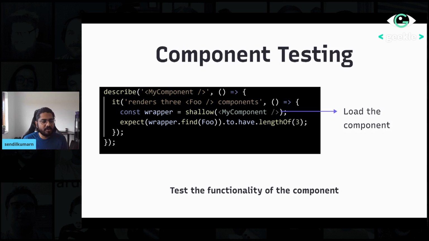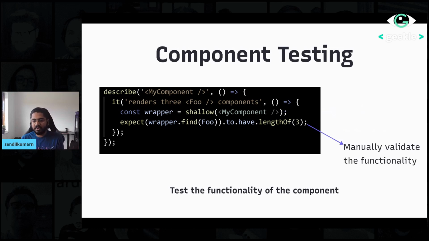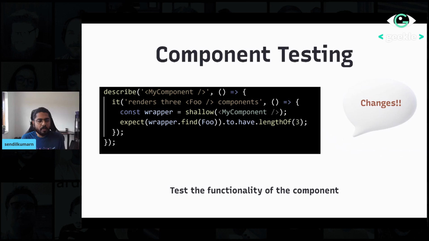And the next step, what we're trying to do is like manually validate the functionality of the component. So here we are validating that inside my component, I have 3 full components. That's what I'm trying to do. But what will happen if you change a component here? Change is pretty consistent, right? Your components change a lot in the course of your development as well as after you release your product.